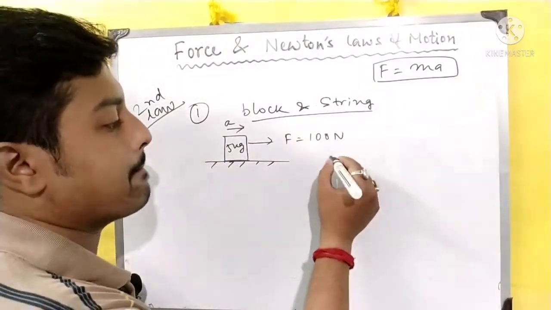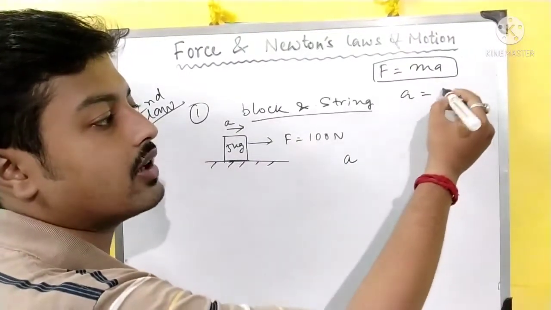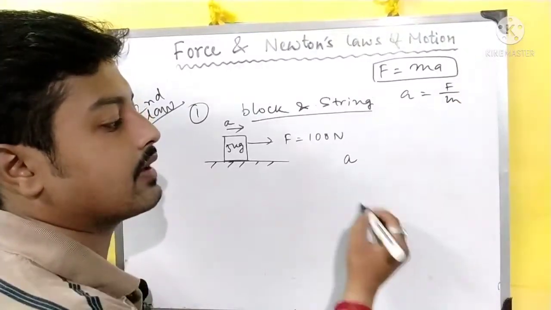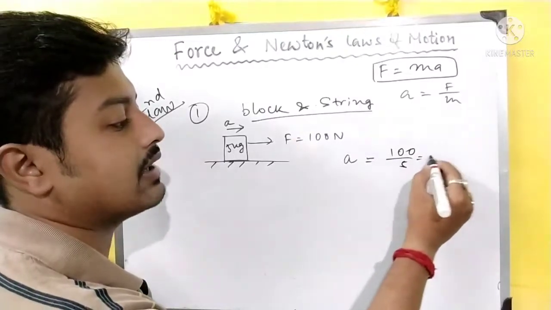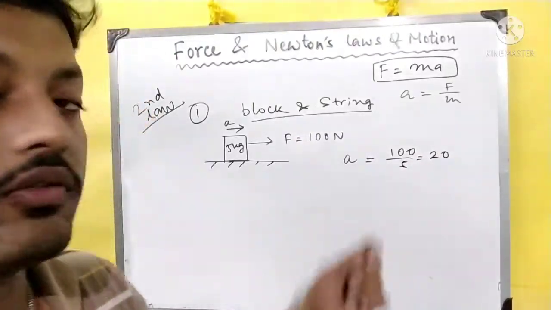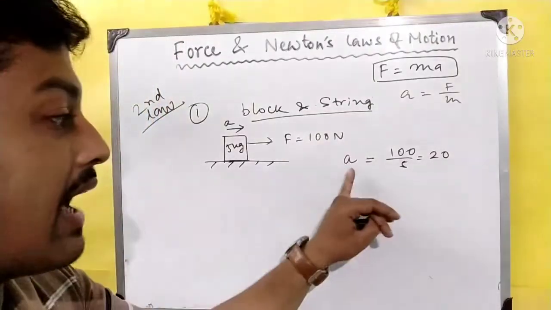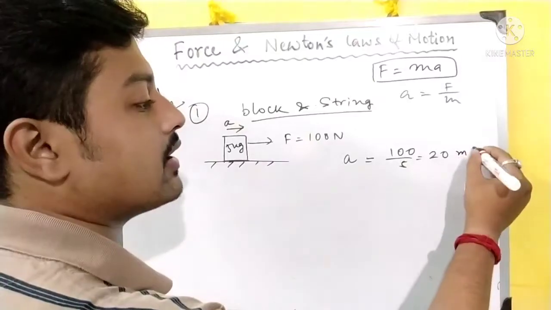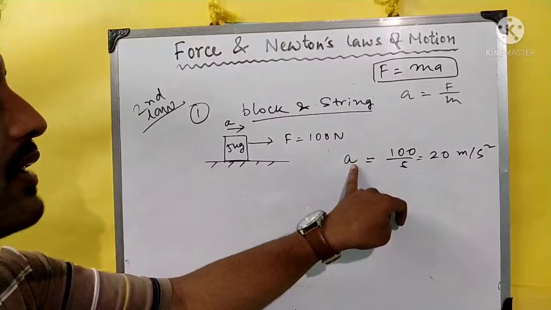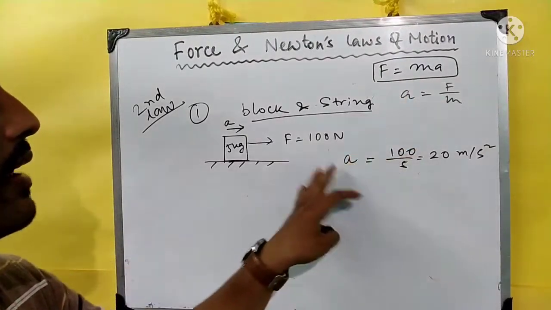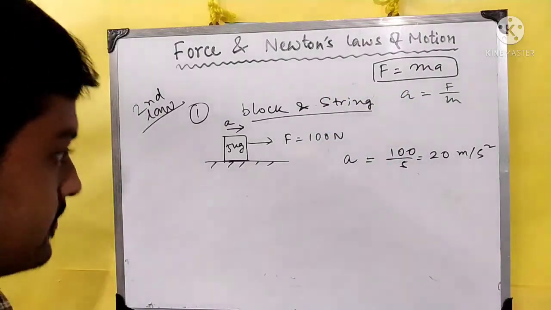How? See, we know that F equals ma, so acceleration will be F by m. So acceleration in this case will be 100 by 5, that means 20. What will be the unit? You have to remember the units of every physical quantity correctly. Acceleration has the unit meter per second square. Okay, this is the SI unit of acceleration, meter per second square. This is a simple example of the F equals ma expression.